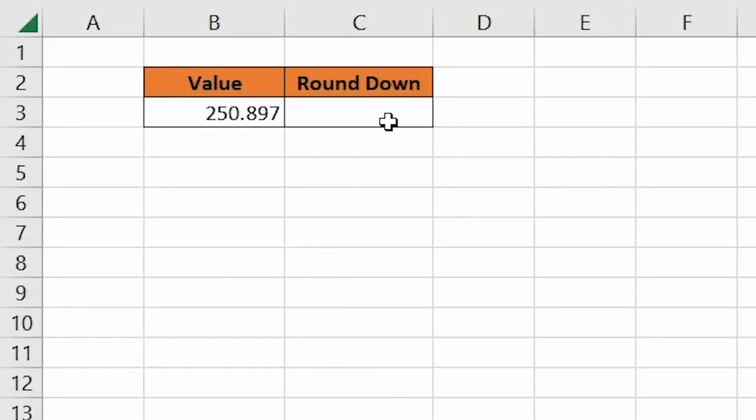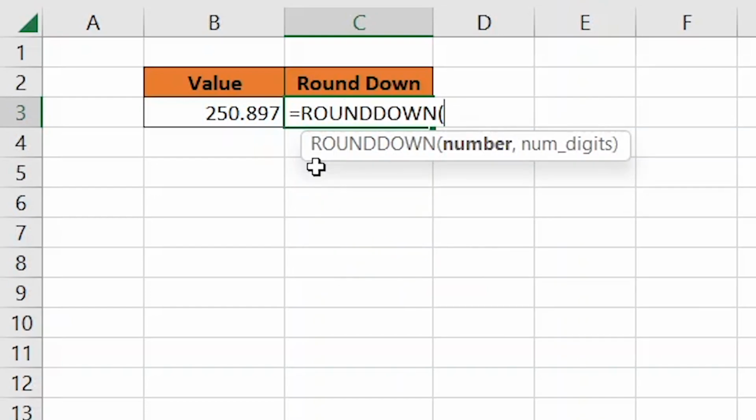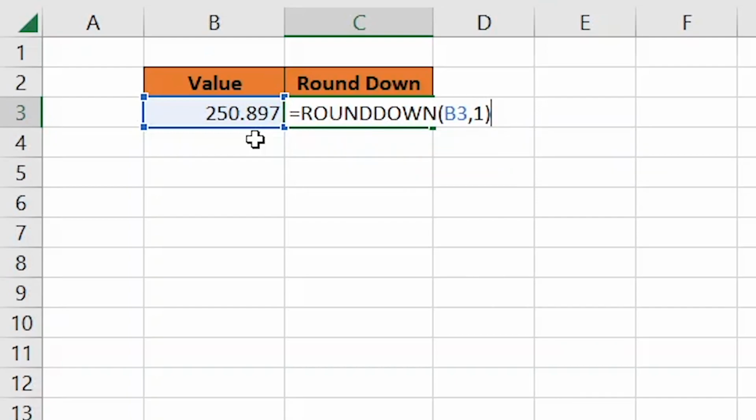Let's click into cell C3, enter the equal sign and type the round down function. Now we need to take two pieces of data. The first is the cell that contains the number that we want to round down. So we'll click on cell B3, we'll enter a comma and we can enter another number that determines how many decimal places the result should have. We now want to round down to 1 decimal place, so we enter 1. We close the parenthesis and press enter. Excel immediately rounded the number for us.